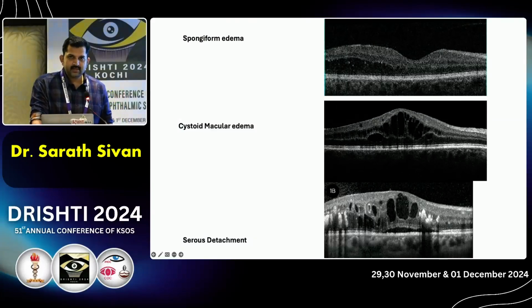Morphologically, diabetic macular edema is divided into spongiform edema, cystoid macular edema, and serous detachment. With the breakdown of the blood-retinal barrier, fluid starts accumulating in the outer plexiform layer in small cysts. This is termed spongiform edema. With further disease progression, more fluid starts accumulating in the outer retinal layers. These small cysts coalesce to form larger cysts. This is termed cystoid macular edema. With further progression, more fluid accumulates, and this fluid breaks the ELM and goes to the subretinal space, causing a serous detachment.